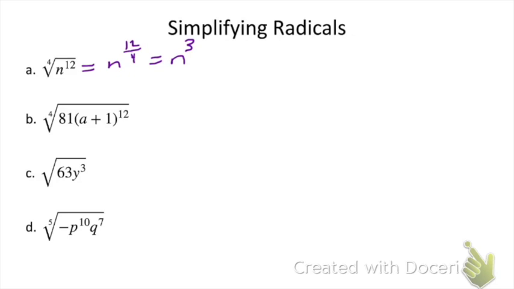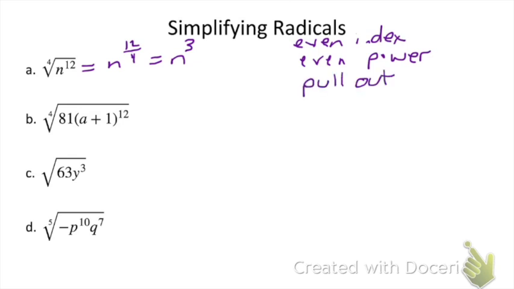Well, one of the interesting things with these is that you have an even index, 4 is your index. And if you have an even power in the radical, and then when you simplify it, you pull out an odd power, when you do these, you need to add something to your answer.